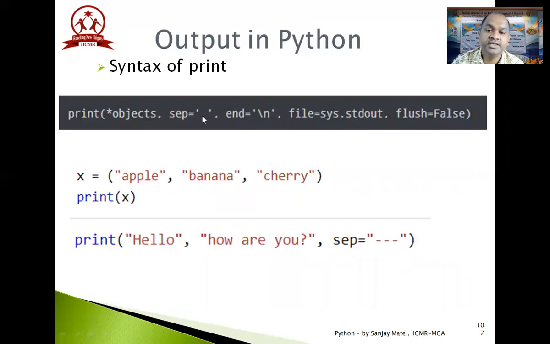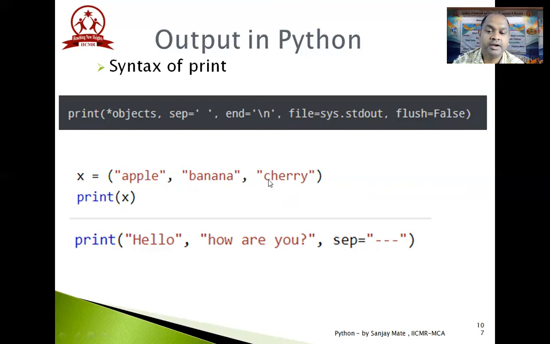Separator is a space by default. For end, it is a \n. For file, it is sys.stdout, so you are going to print on the monitor, and flush is false. So these are the default values, and here you are providing the list of objects. This is optional, this is optional, this is optional, and this is optional. Only this is mandatory.